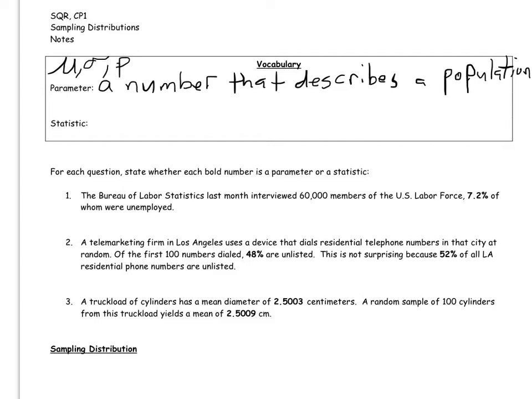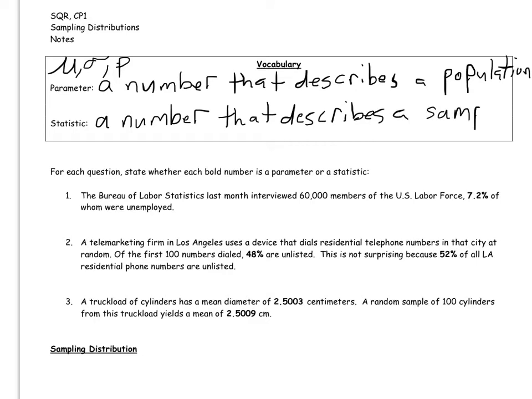Versus a statistic, which is a number that describes a sample. So I just take a small collection from the population, and the numbers that come from that small sample are called statistics. So I might have a mean, which I'll denote with x bar, or a proportion, which I'll denote p hat, or the sample standard deviation, which I'll call s.